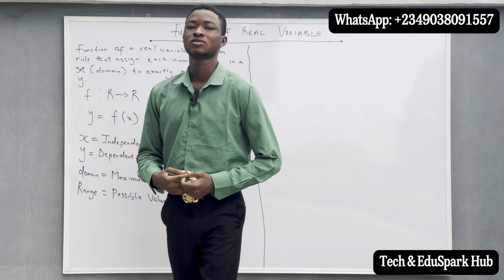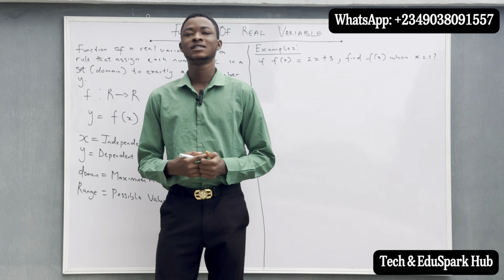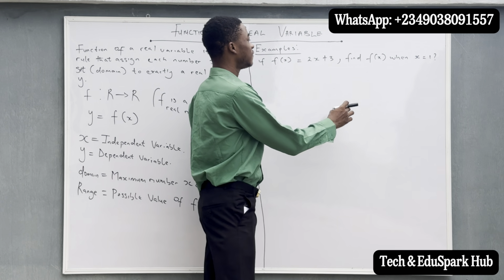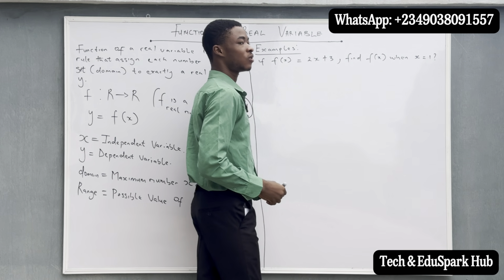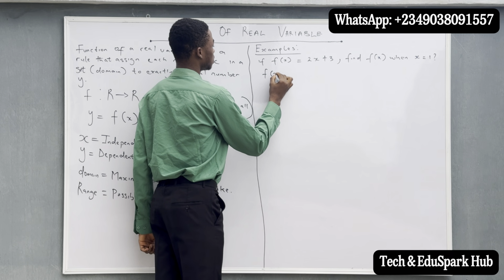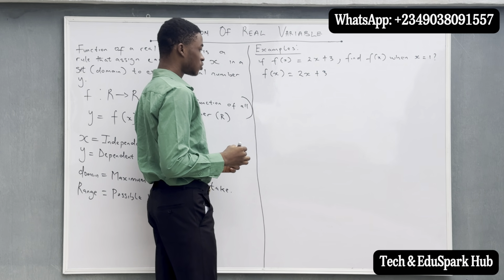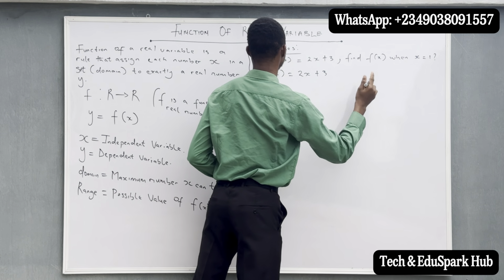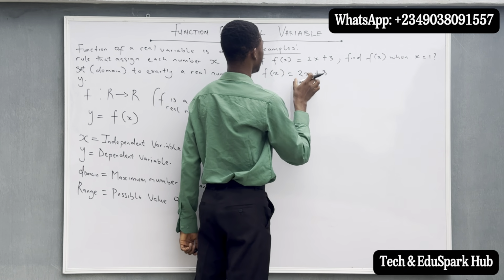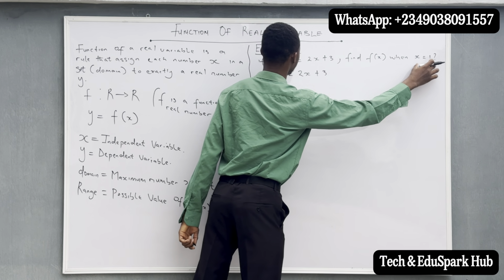So now let's look at some examples under the function of a real variable. The first example says that if f of x is equal to 2x plus 3, find f of x when x is equal to 1. Remember that we are given f of x to be 2x plus 3. So all we have to do is substitute x for 1 whenever we see x in f of x.